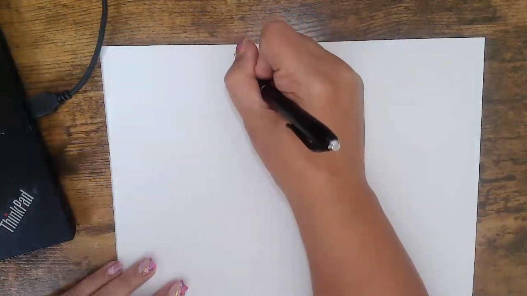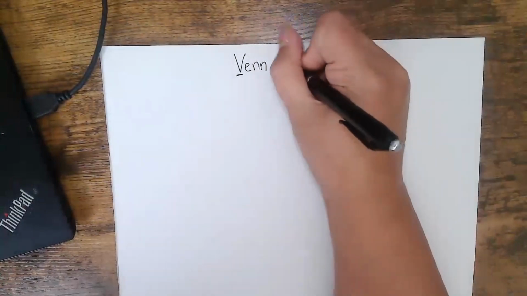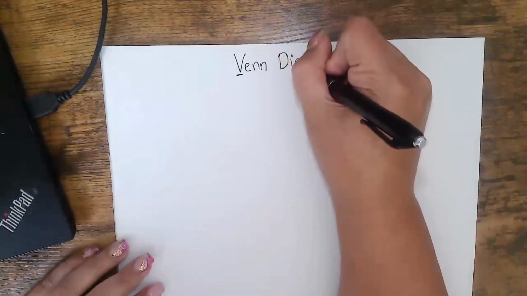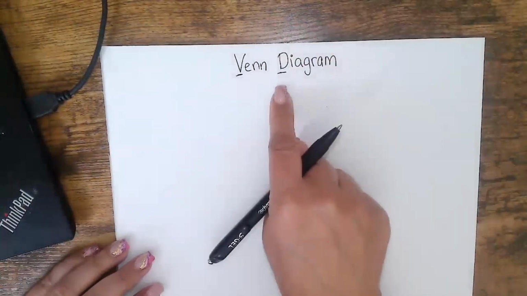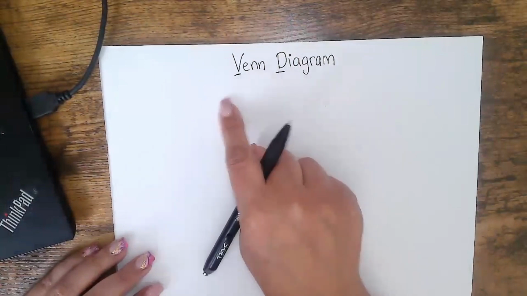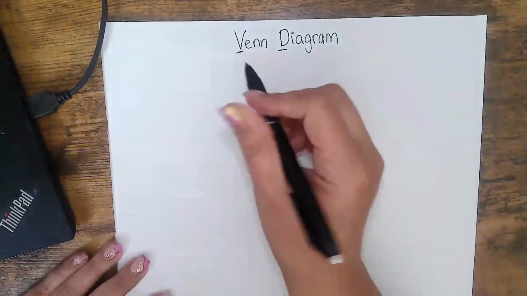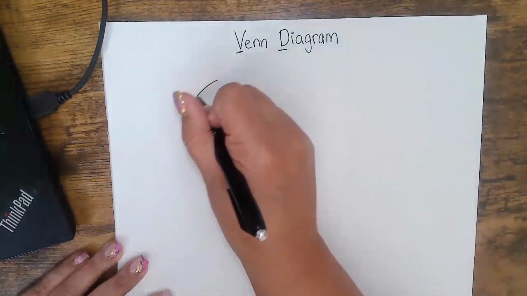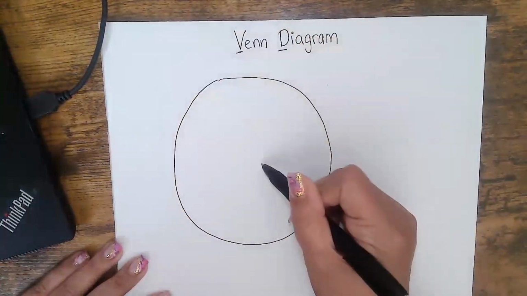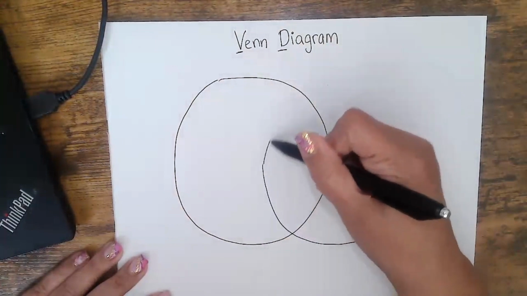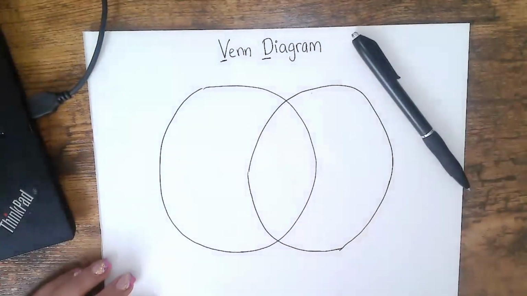So today we're working on a Venn diagram. Capital V, diagram, a fancy word for a picture that has information. I'm sure you have seen this before. A Venn diagram is when you have two big fat circles. Here's circle number one, and here's circle number two. Two big fat circles. I'm going to pause.